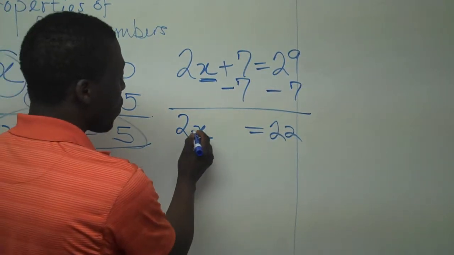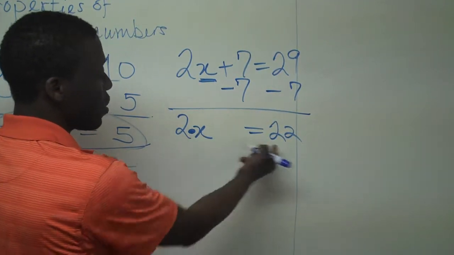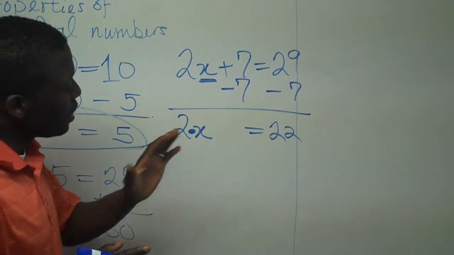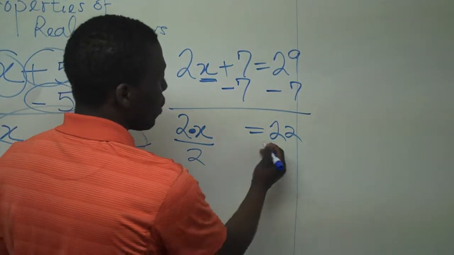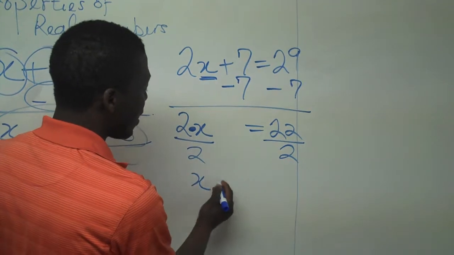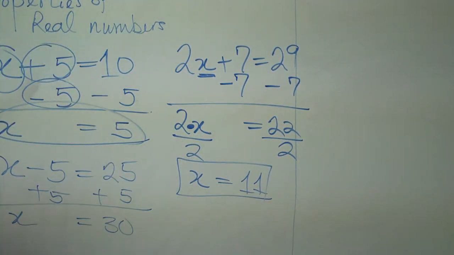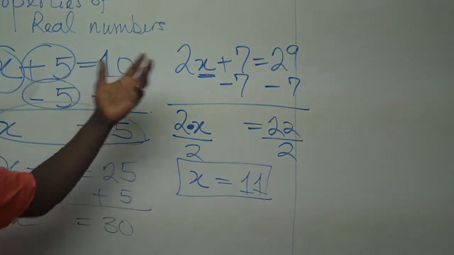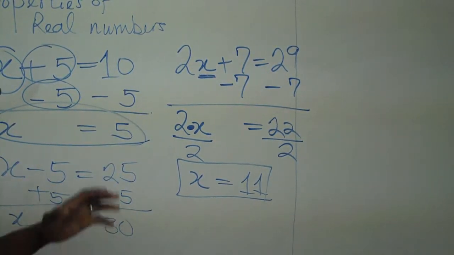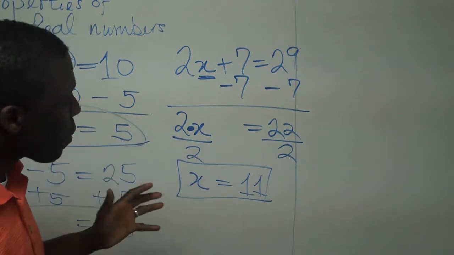And then we come over here and we notice that 2 times x is equal to 22. So we divide both sides by 2 in order to get to the x. And so x is equal to 11. You can plug it back to check. 2 times 11 is 22, plus 7 is 29. And so we are using these properties that we've learned.